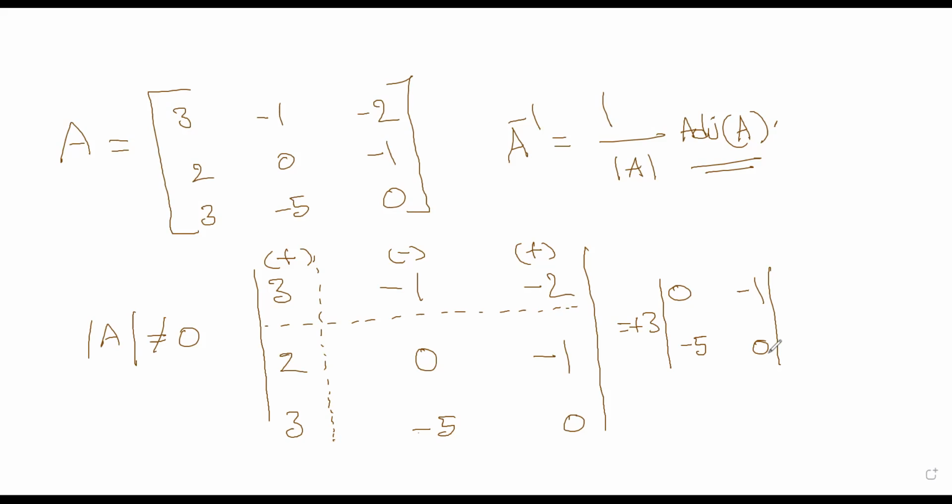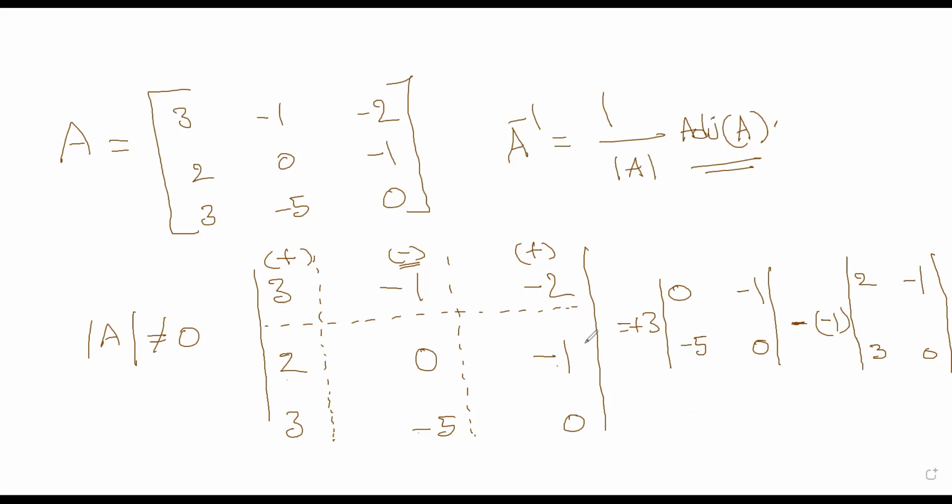So this is what is called det. Now next we'll put the minus sign. This is minus of minus 1 into, and again leave the row and column where minus 1 is present. So you get 2 minus 1, 3 0. This is the next part.